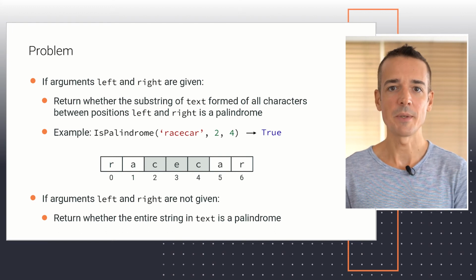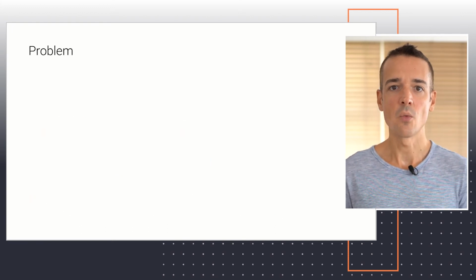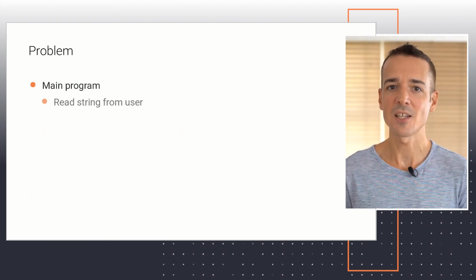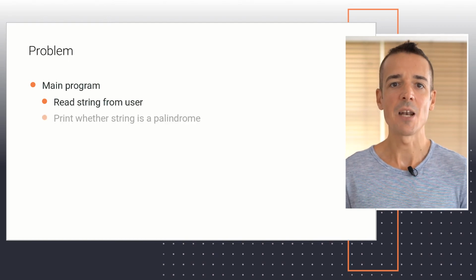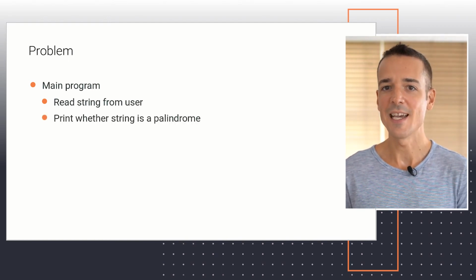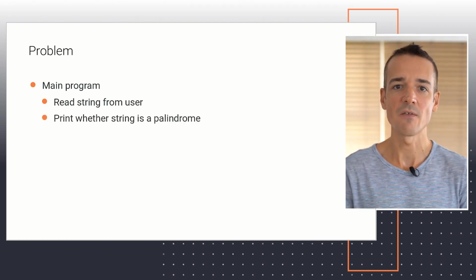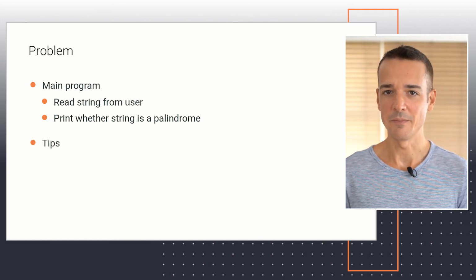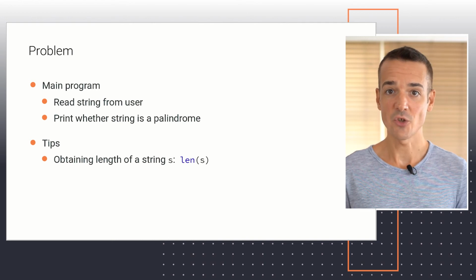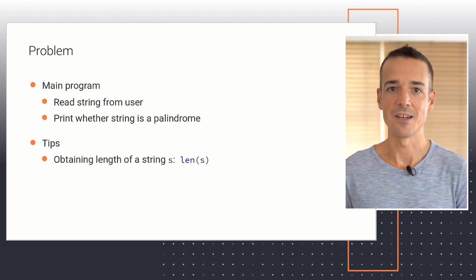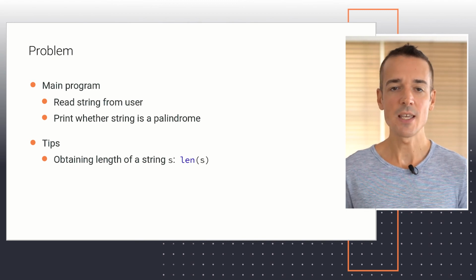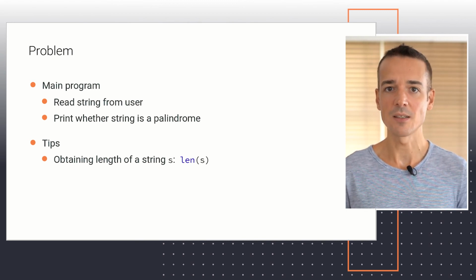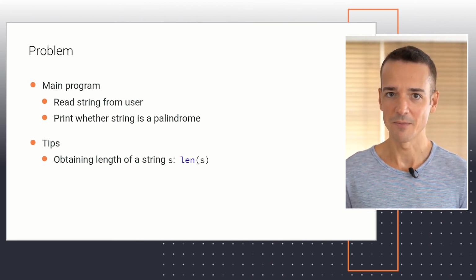Once you complete the implementation of function isPalindrome, work on a main program that asks the user to enter a string and prints whether that string is a palindrome by invoking the function you just wrote. Here are a couple of tips to solve this problem. You may obtain the length of a string with Python's built-in function len, L-E-N, which returns an integer number equal to the number of characters present in the string passed in this argument.